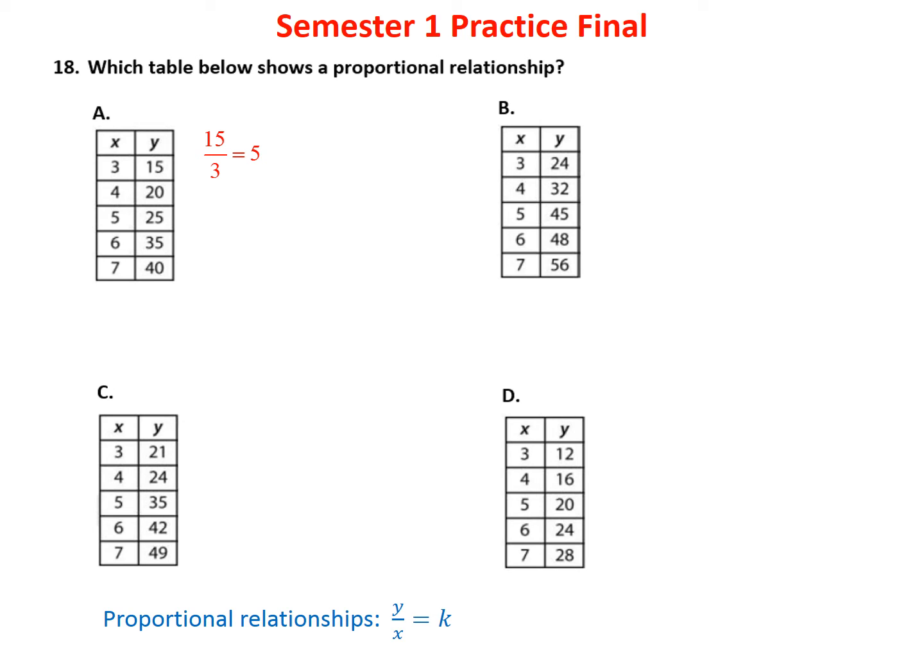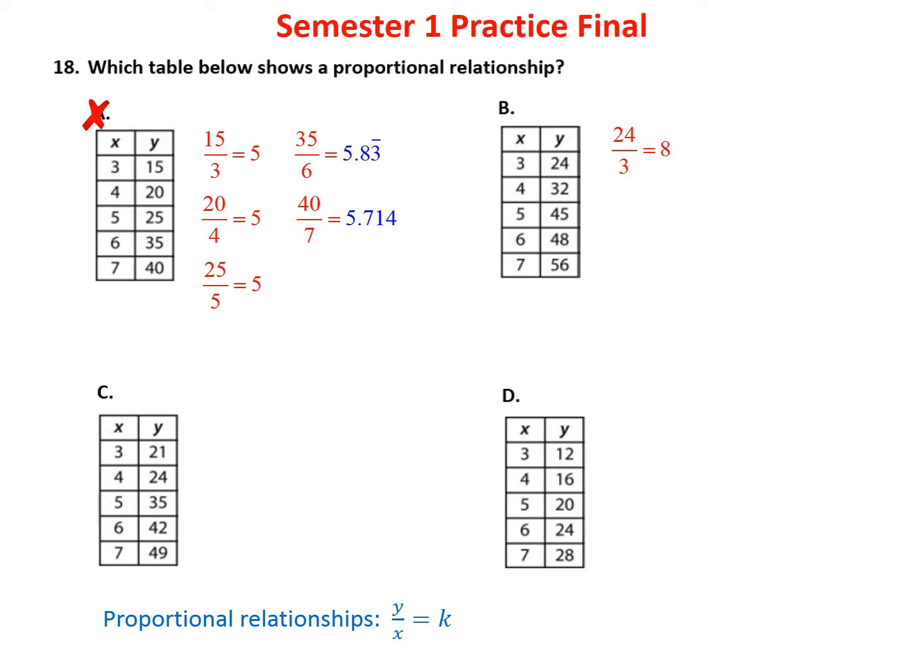First of all, the first row, 15 divided by 3 is 5. So 20 divided by 4 is 5. So far they're the same. 25 divided by 5 is 5. 35 divided by 6, however, is 5.83. And 40 divided by 5 is different. So notice that the ratio is not the same. So A is not a proportion.